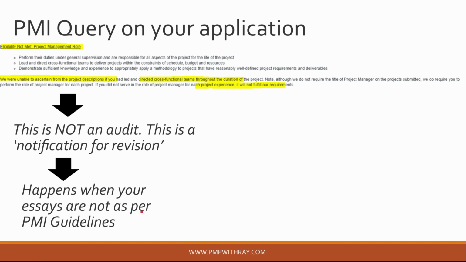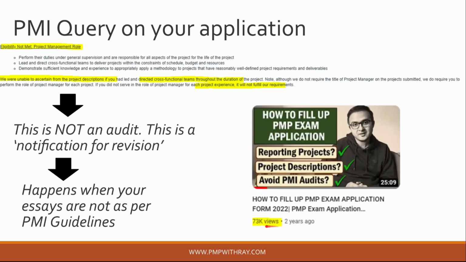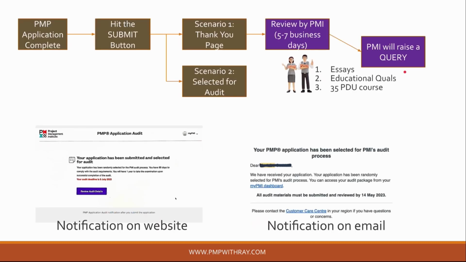Now to know these details and how to correct them, please watch this video on my YouTube channel where I have discussed in detail the structure of essays and what kind of job titles you need to use while writing your project descriptions. So going back to the flowchart, once you redraft your essays in the correct format, now I assume here, guys, that none of you have provided incorrect information in your essays, the application is resubmitted to PMI, okay? Now interestingly, two things can happen here.